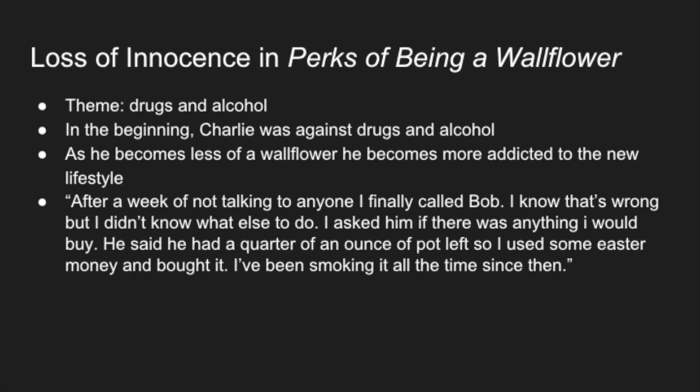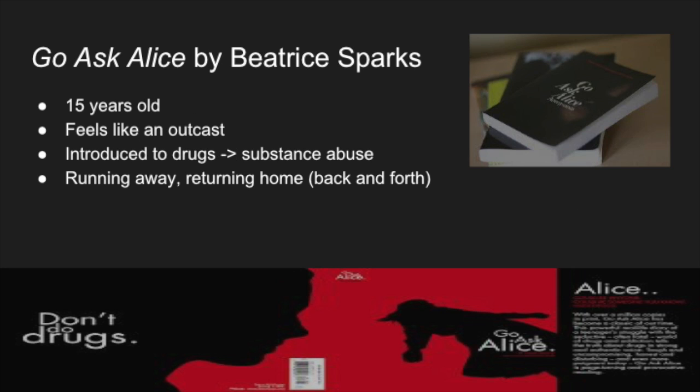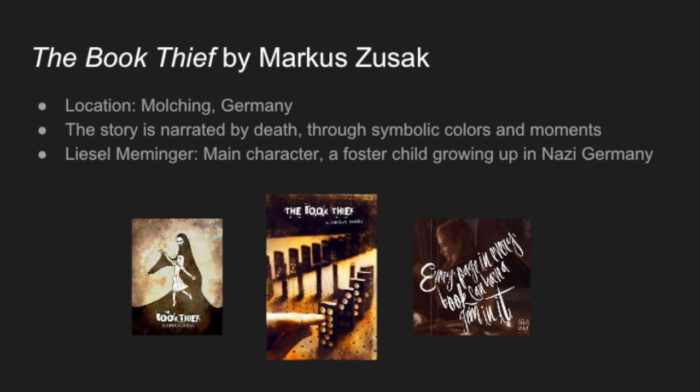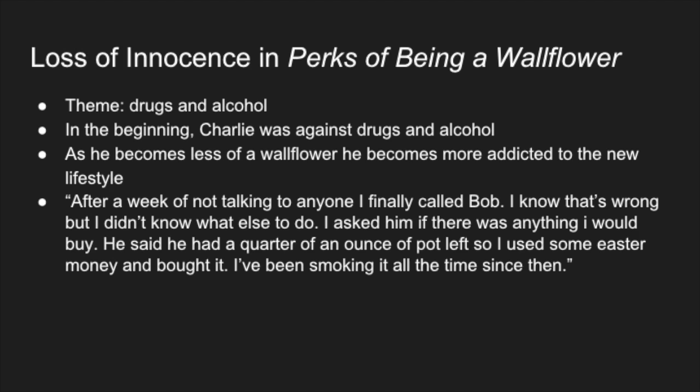A major theme that's presented in Perks of Being a Wallflower is the impact of drugs and alcohol. This is connected to our motif because drugs and alcohol is an element that alters many teens' innocence this day and age. In the beginning of the novel, Charlie would decline offers of pot, cigarettes, and alcohol because he's a good kid and that's really not what he's interested in.